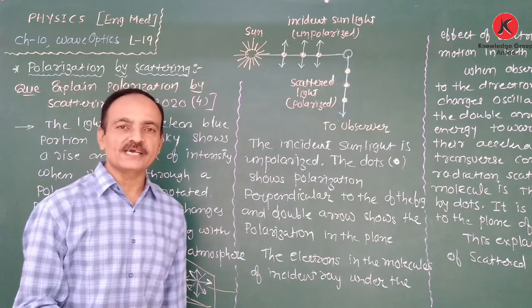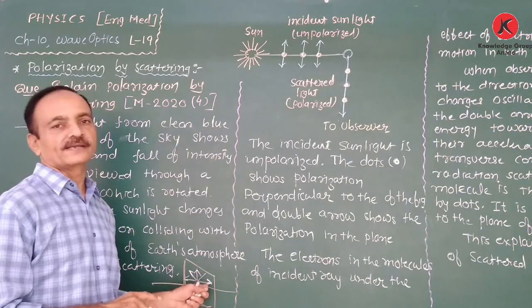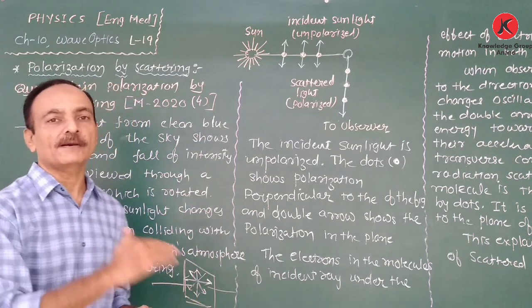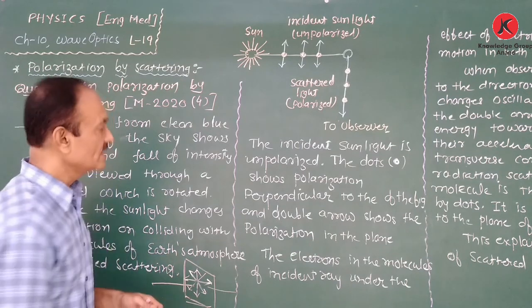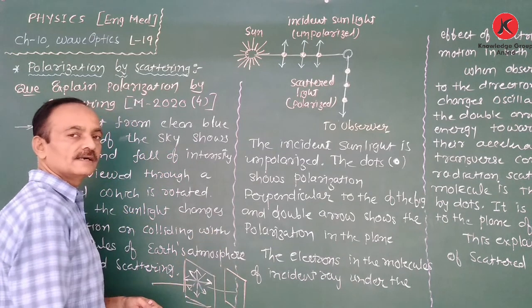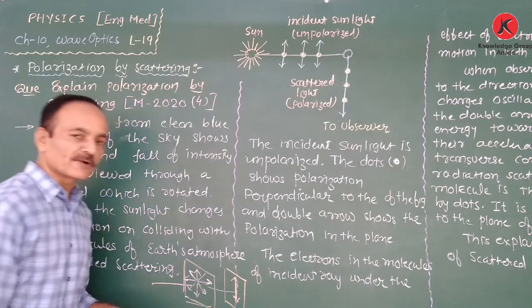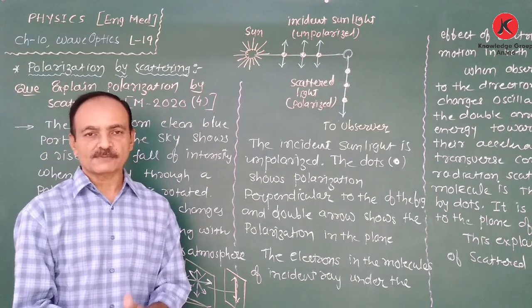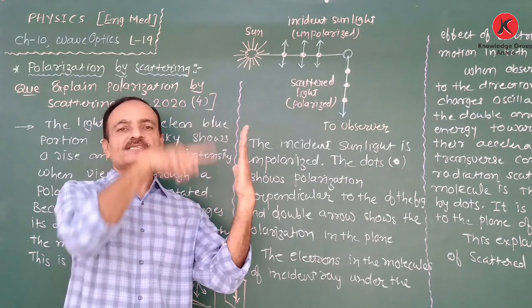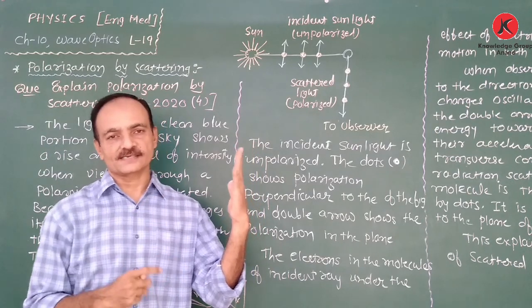While in plane polarized light, the oscillations of the electric field component are parallel to each other and also parallel to the plane perpendicular to the direction of propagation. As we draw the plane like this, perpendicular to the direction of propagation of a wave, here the electric field components oscillate parallel to the plane. Suppose that is the plane, so the electric field vectors oscillate parallel to the plane. That is known as plane polarized light, or plane polarization.